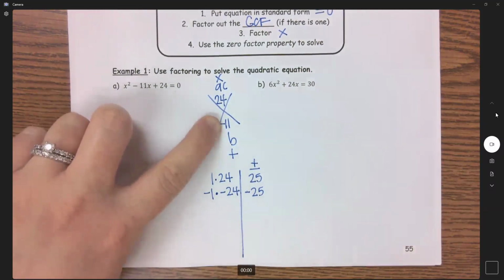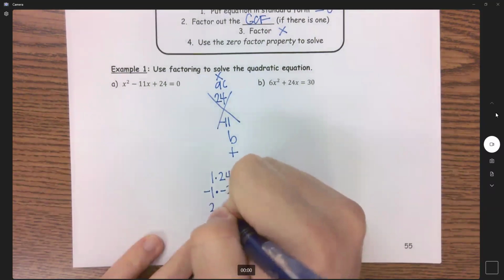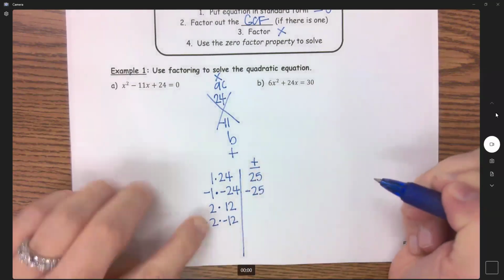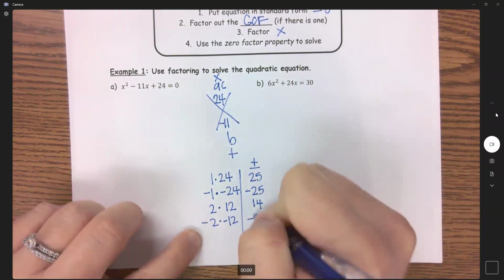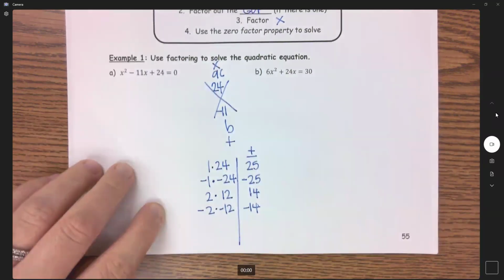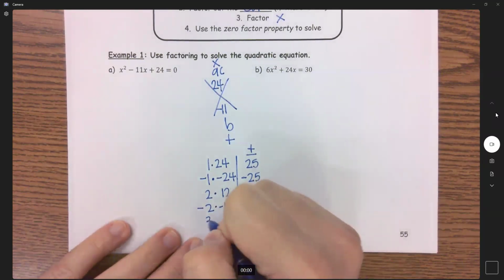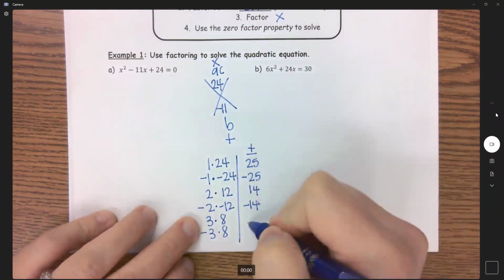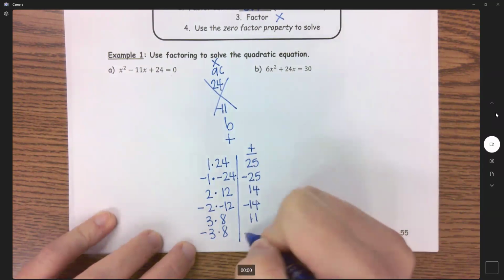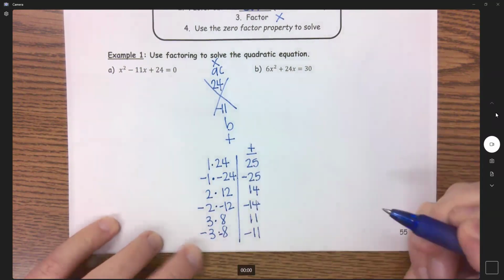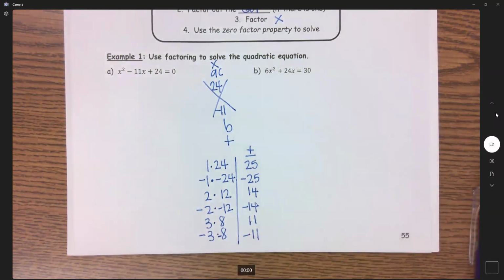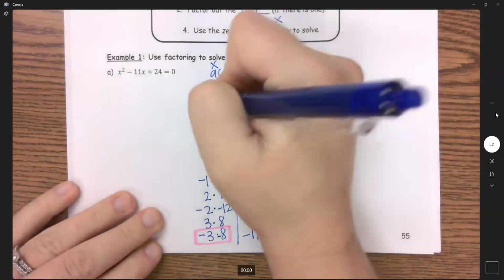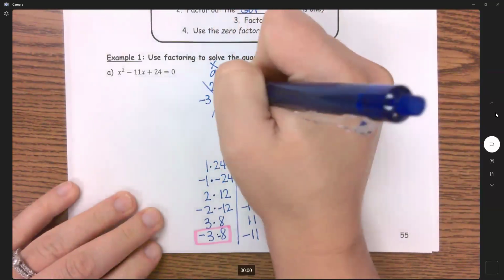So keep writing your multiples of 24. We can do 2 times 12 or -2 times -12. This adds up to 14. This adds up to -14. So I'm getting closer to this number, but not there yet. The next one we can do is 3 times 8 and -3 times -8. When I add these two numbers together, we get 11. When I add these up, and that should be a -8, we get -11. So I have found my two numbers here. This is -3 and -8.